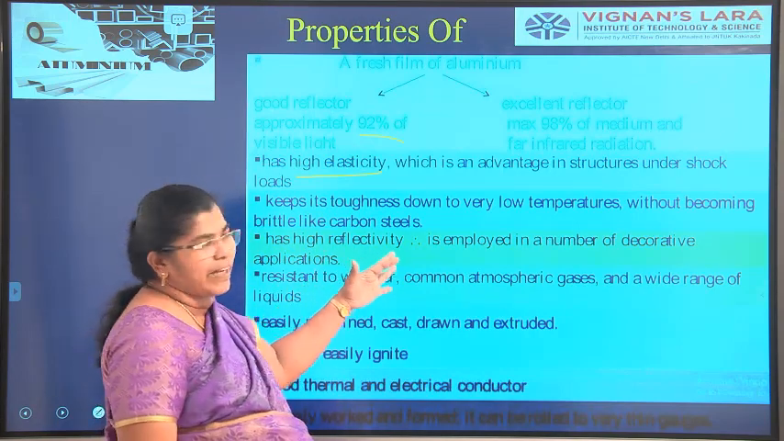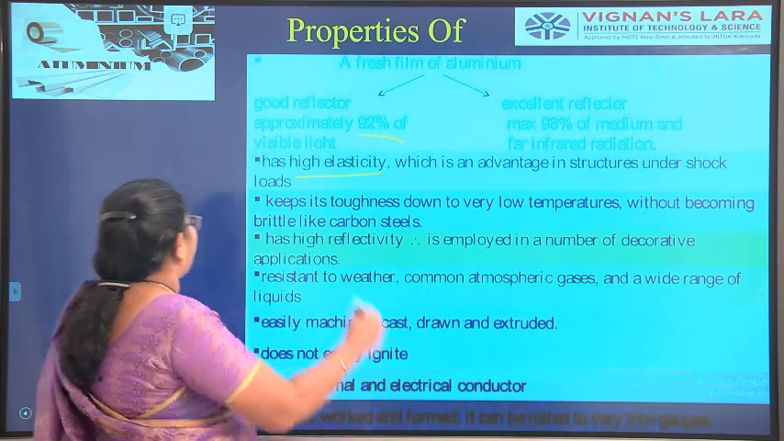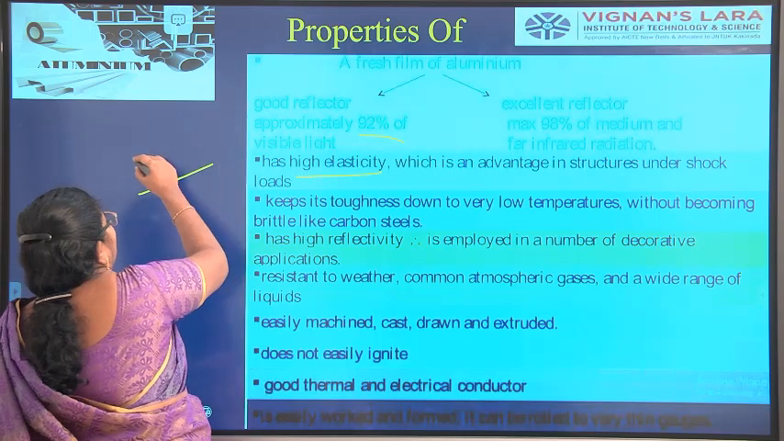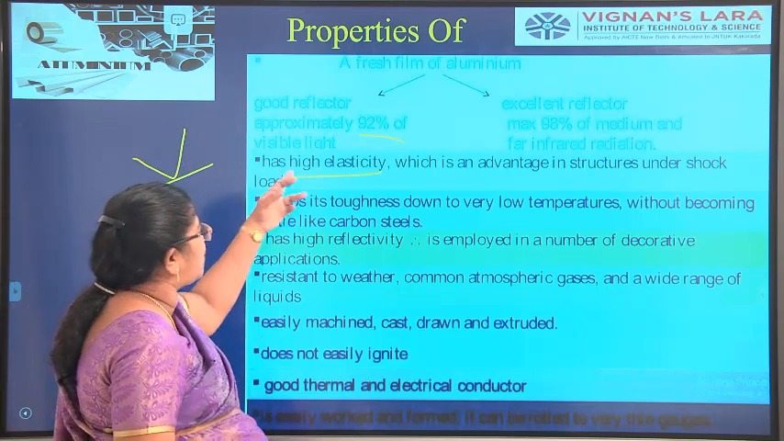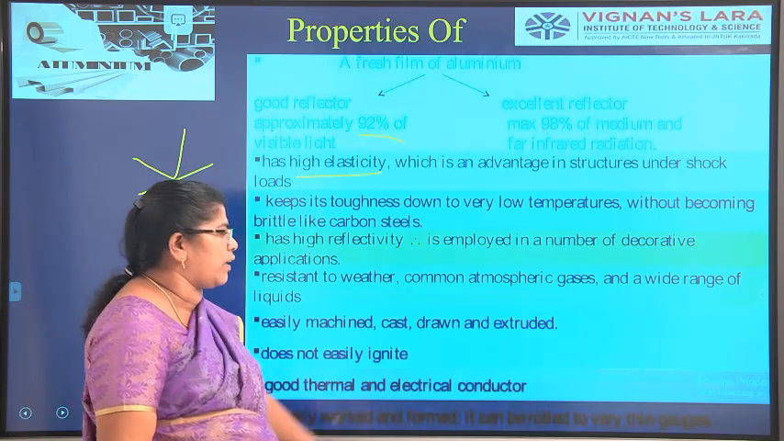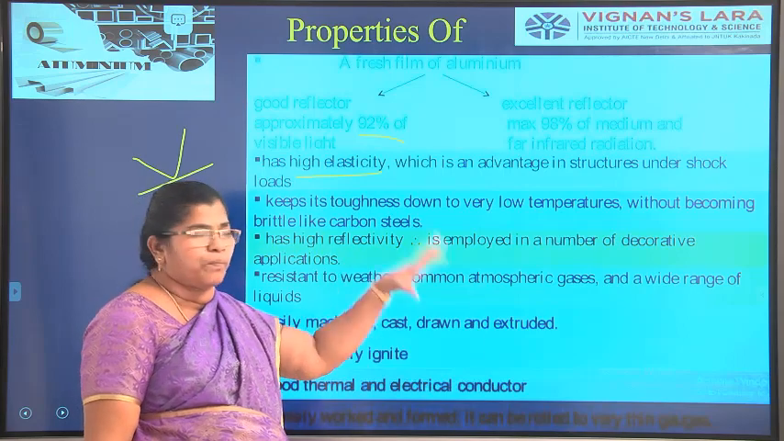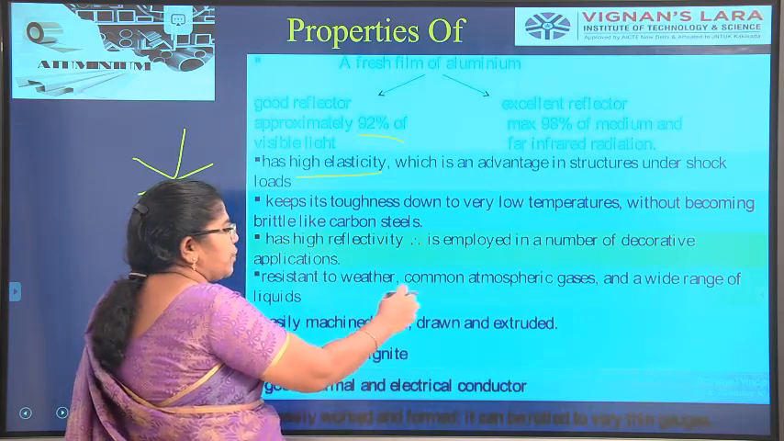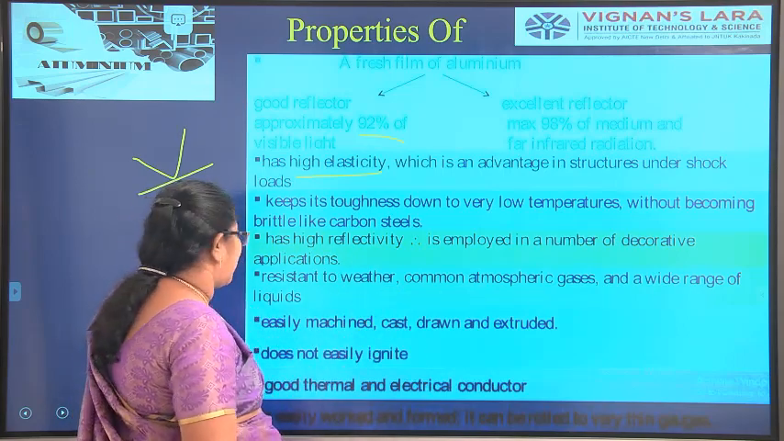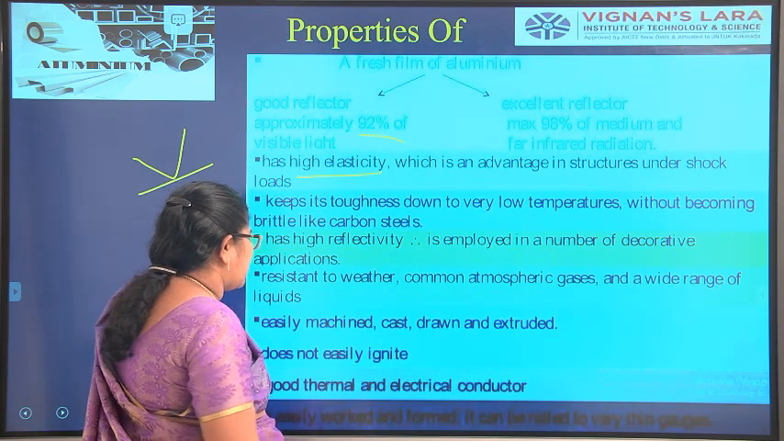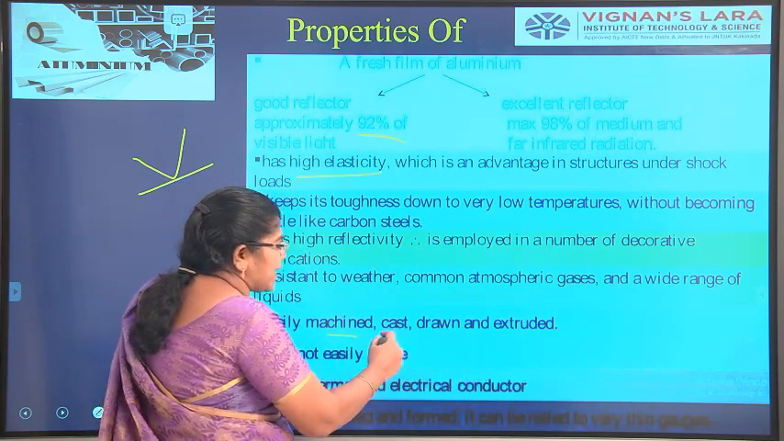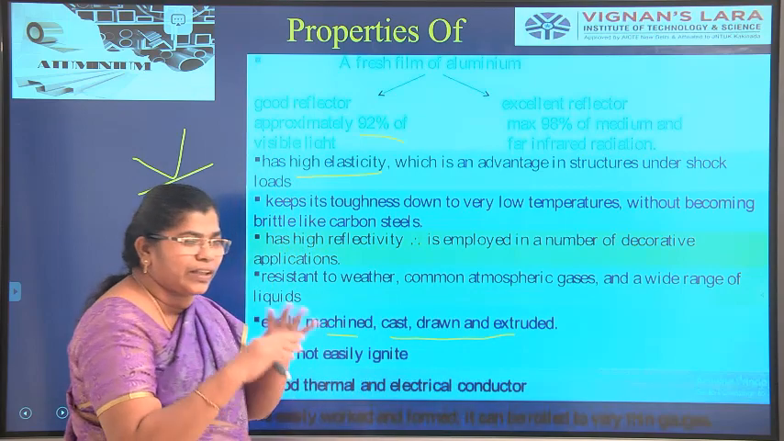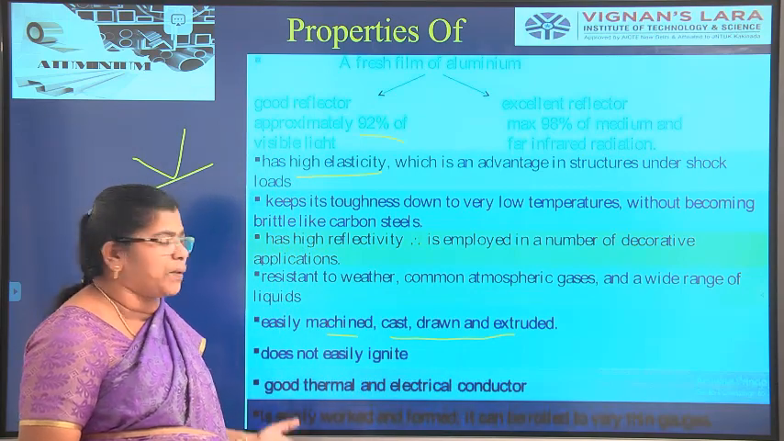And it also has high reflectivity. Reflectivity means, as I told you, it reflects almost 92%. It won't allow the light and infrared rays to pass through it. And it has resistance to weather, common atmospheric gases and a wide range of liquids. It is easily machined, cast, drawn and extruded. Whatever shape we want to make with aluminium, we can make.